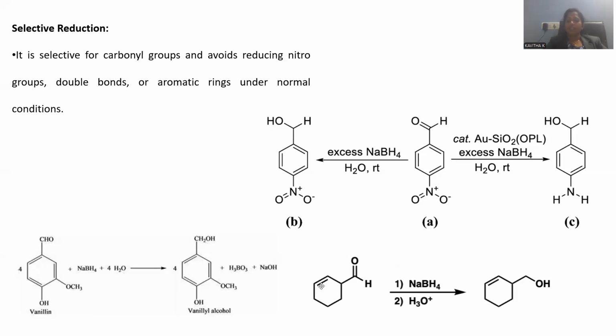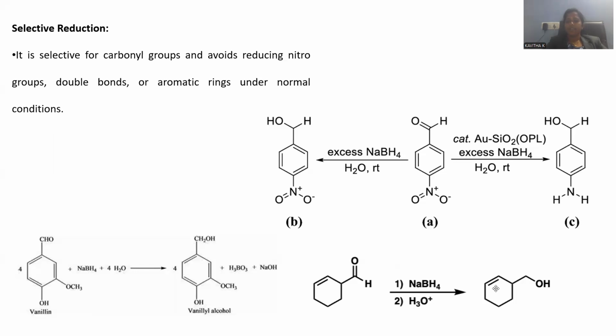And I'm taking another example. This is a cyclohexene with an aldehyde, 2-cyclohexenal, we can say. Here an aldehyde is there and an olefin, a double bond, is there. There are multiple functional groups, but the selective reduction is carried out upon the aldehyde, leaving the olefin as such.